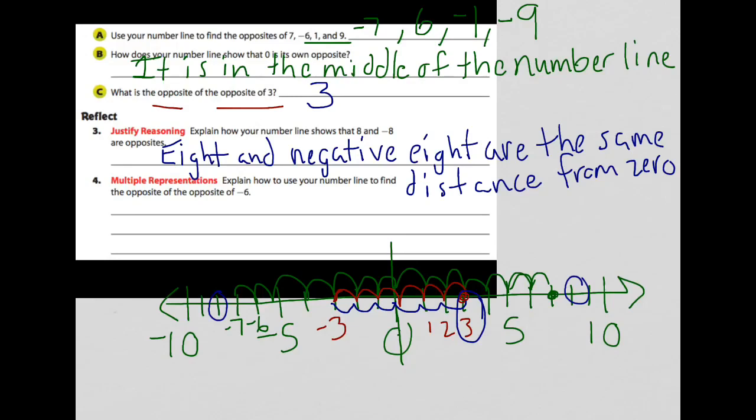Explain how to use your number line to find the opposite of negative 6. So for that one, I'll let you finish it on your paper, and when you finish, you are good to move on.